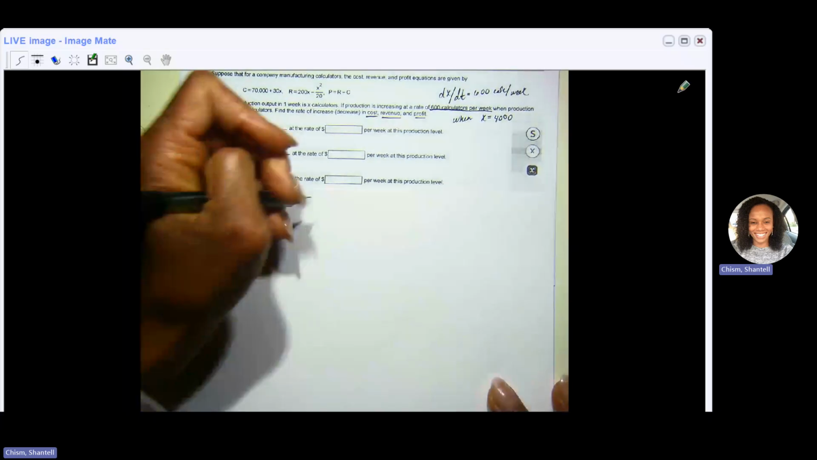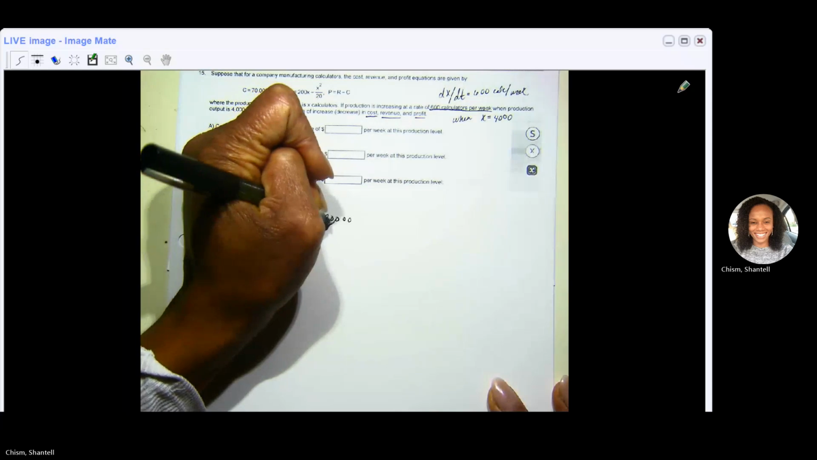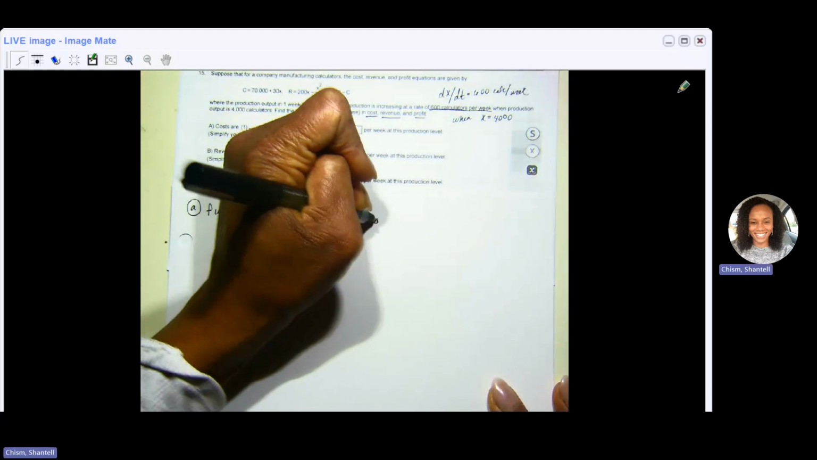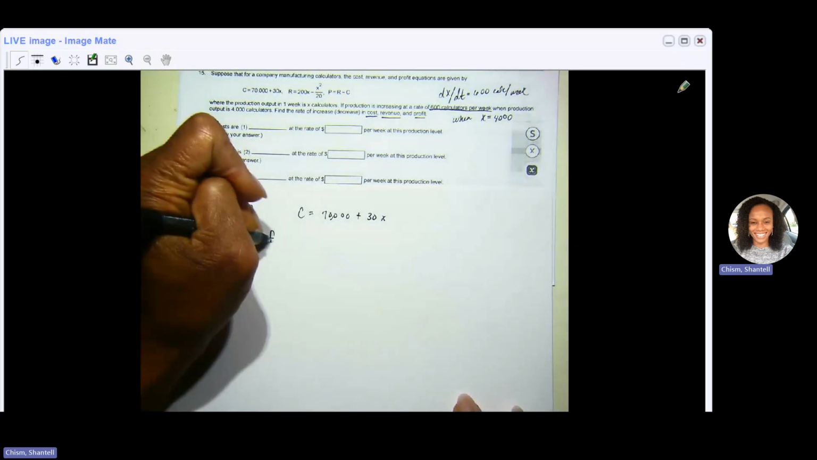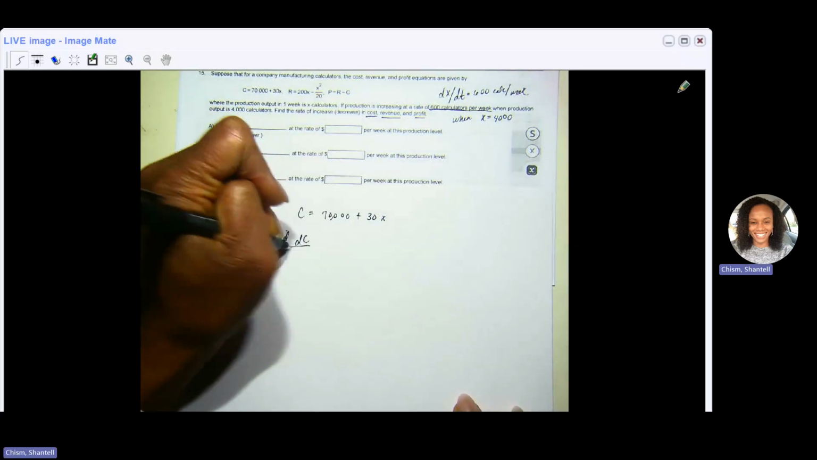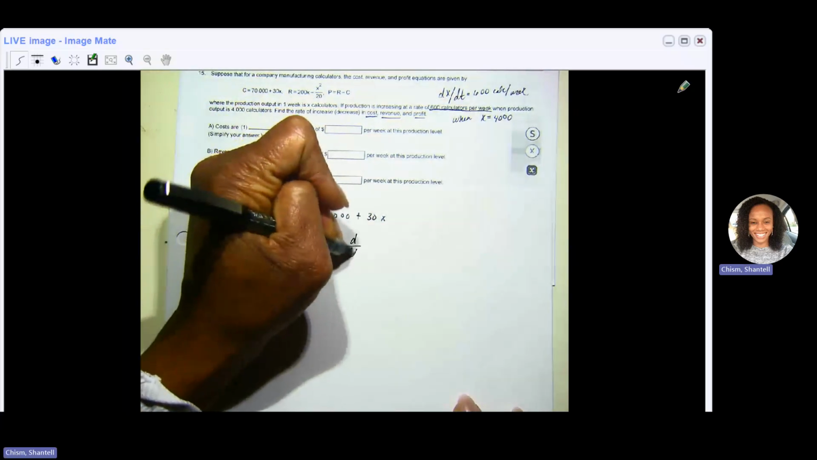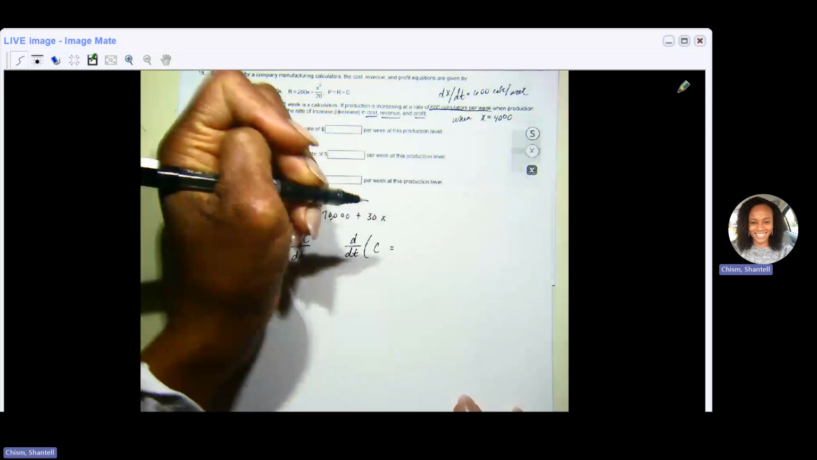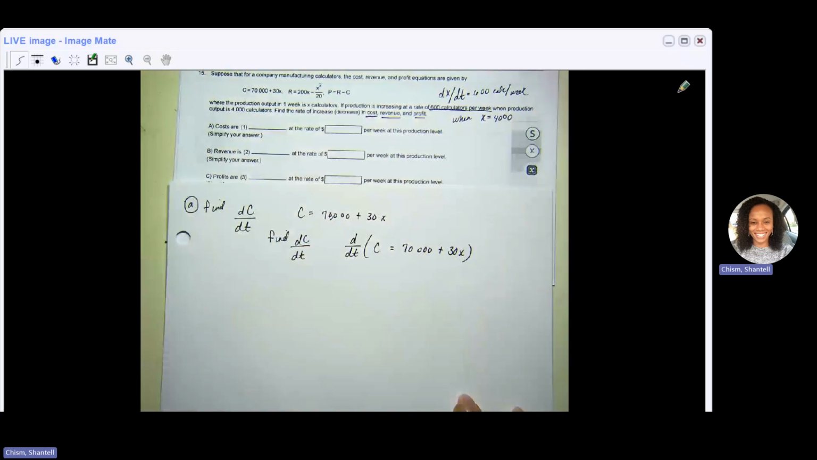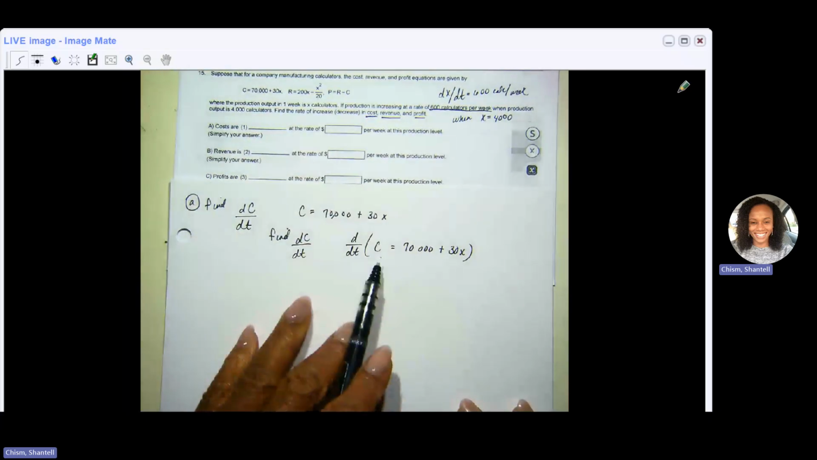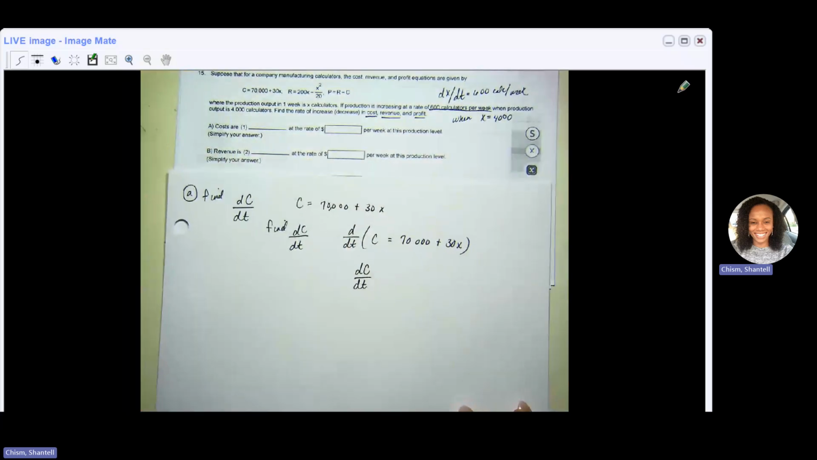We're going to take the cost function, or the cost equation, 70,000 plus 30x, okay? So we are going to find dC over dt. We're going to differentiate. So we're going to take the derivative with respect to t of this function. So I'm just rewriting it, okay? So when we take the derivative of C, that is just the derivative of C with respect to t, dC over dt.